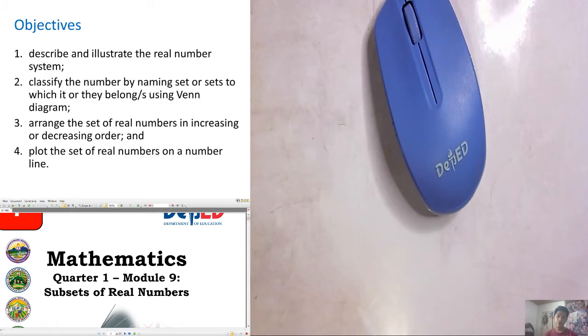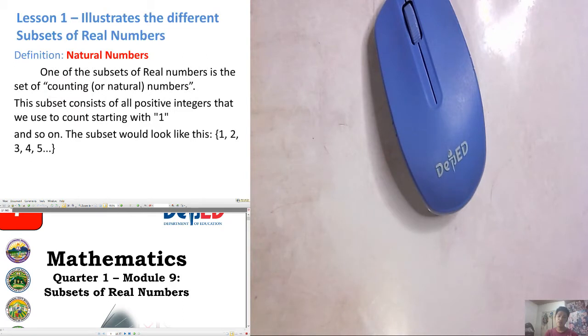So we are going to describe and illustrate the real number system. We are going to classify numbers by naming the set or sets to which they belong using a Venn diagram. So, lesson number 1, illustrate the different subsets of real numbers.